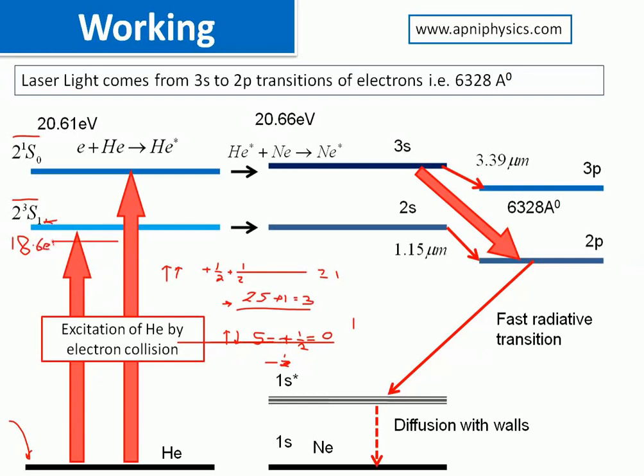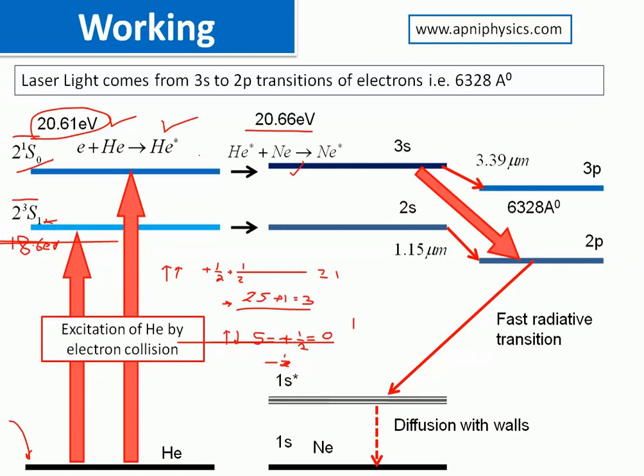And for the singlet, that is about 20.61 electron volt. Here you see this is the 20.61 electron volt. This energy is just near about to the metastable state of the neon atom, that is about 20.66 electron volt. So by this way one uses this helium atom to excite the neon atom. So now 20.61 electron volt is the excitation energy of the helium atom.